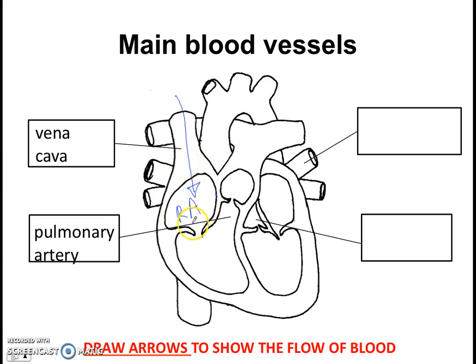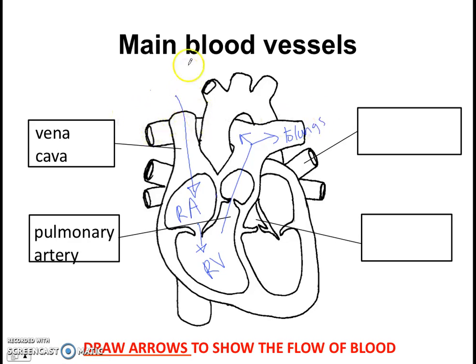Now from the right atrium, blood will move into the right ventricle. Now from the right ventricle, blood will then be pumped out into the pulmonary artery. The pulmonary artery looks like this. It branches out into 2 branches because one branch goes to the left lung and the other branch goes to the right lung. So the pulmonary artery will bring blood to the lungs. It is the right ventricle that contracts and causes blood to move out into the pulmonary artery to go to the lungs.